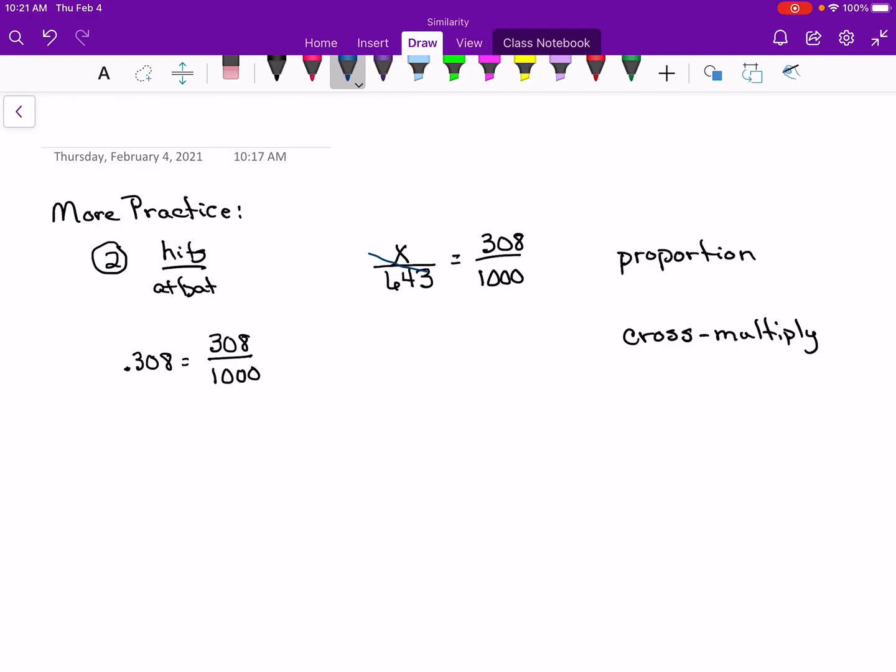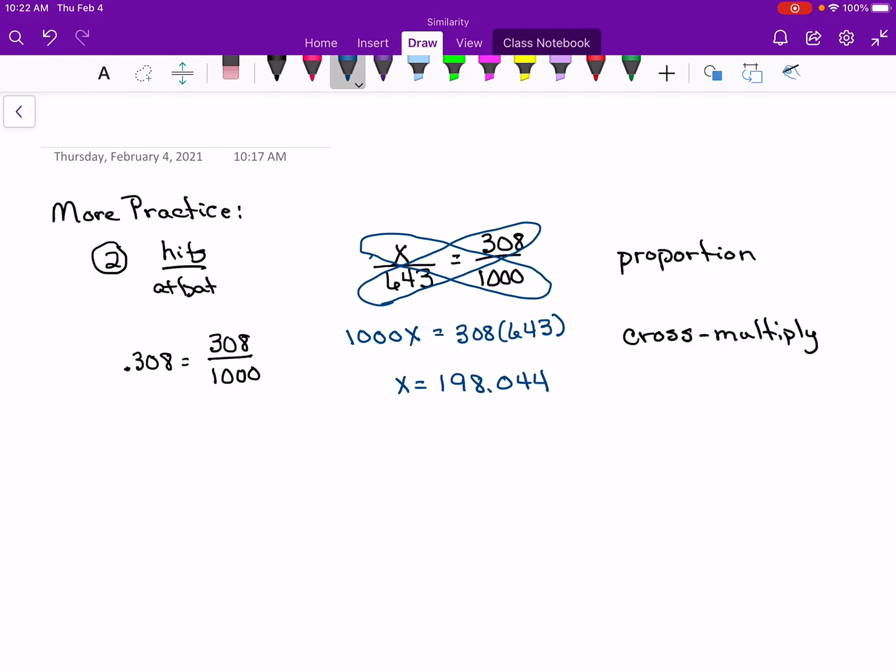I'm not going to show all the steps, truly because I don't have a calculator right now. So I'm going to help you down a little bit, your way down through the problem. So cross multiply 1,000 times x, and that would equal the product of 308 times 643, and then finish solving that by dividing both sides by 1,000. Since we're looking for the number of hits, you will get a decimal for an answer, 198.044, but we need to make sure that our answer matches the question.